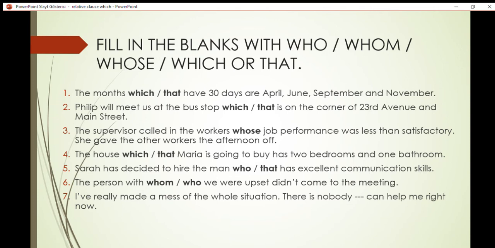7. I've really made a mess of the whole situation. There is nobody. Nobody is a person, right? Not an item. So there's nobody who can help me right now, or there is nobody that can help me right now.